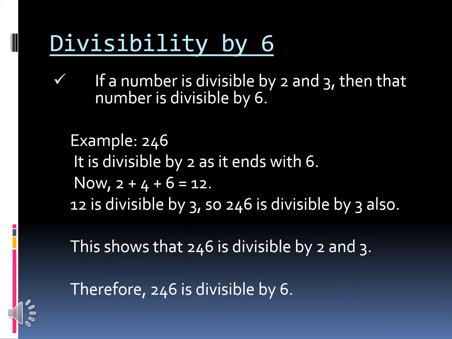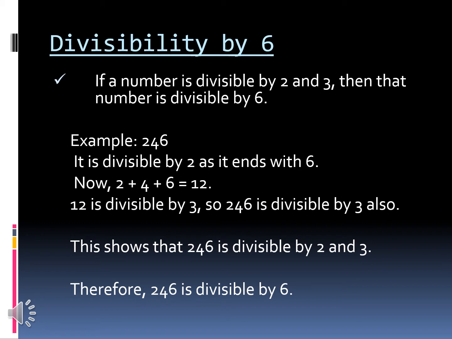Let us study the divisibility by 6 now. For checking the divisibility by 6, we have to check the divisibility by 2 numbers, that is 2 and 3. If a number is divisible by 2 and 3 both, then the number is divisible by 6. If by chance the number is divisible by 2 but not divisible by 3, then it will not be divisible by 6. If either of the divisibility rules fails, then it will not be divisible by 6. So both the divisibility rules, by 2 and by 3, should be true for checking the divisibility by 6.